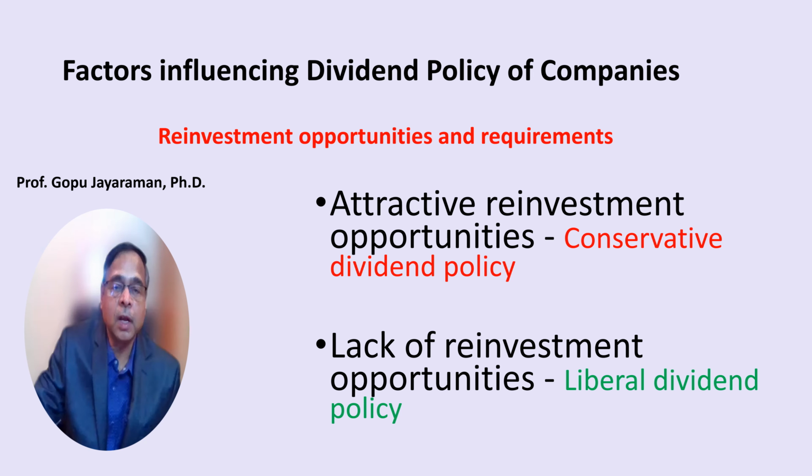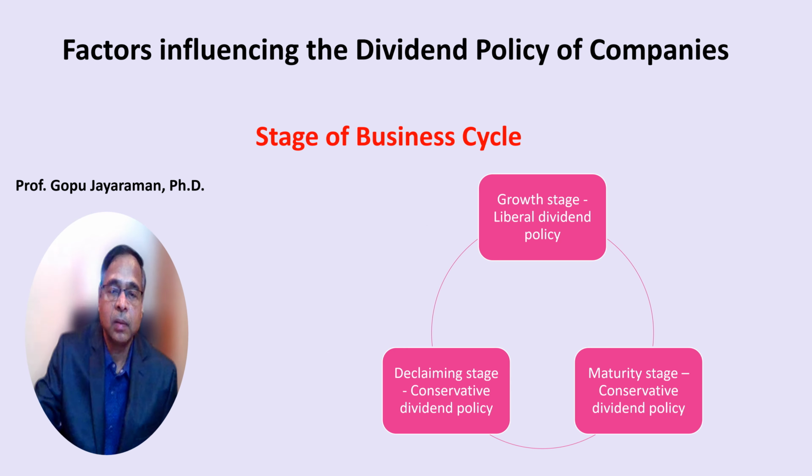Contrary to this, if there are no requirements or opportunities for the management, it may advocate a very attractive and liberal dividend policy. The stage of business cycle in which the company is operating is also influencing its dividend policy. During the growth and boom period, the earnings and profitability will be higher, and it facilitates the companies to go for a very liberal dividend policy.